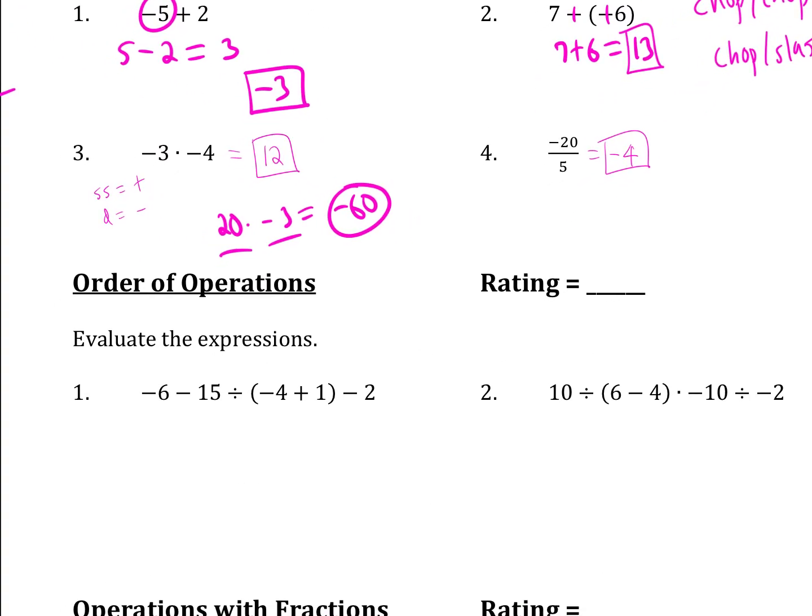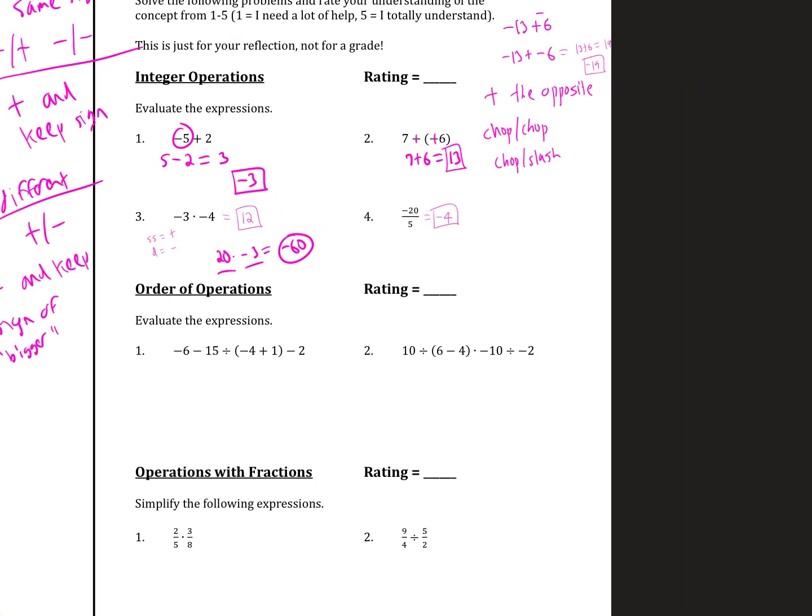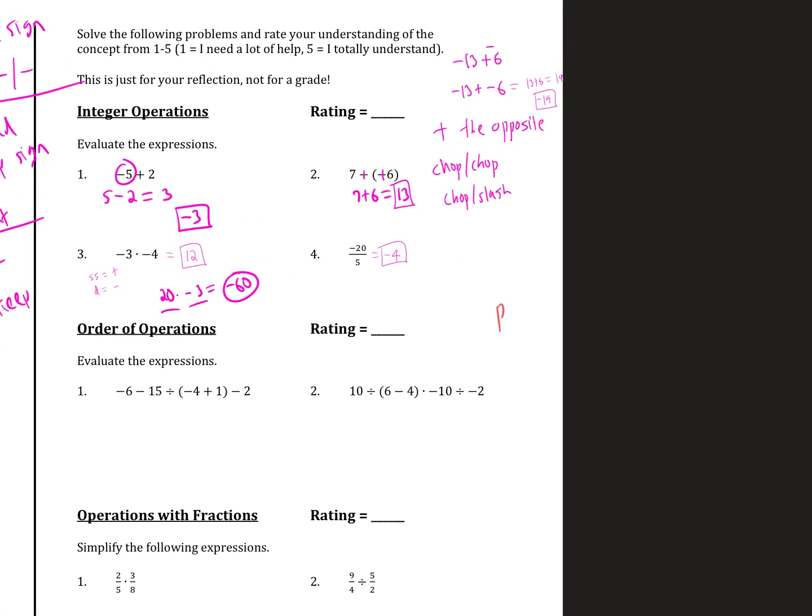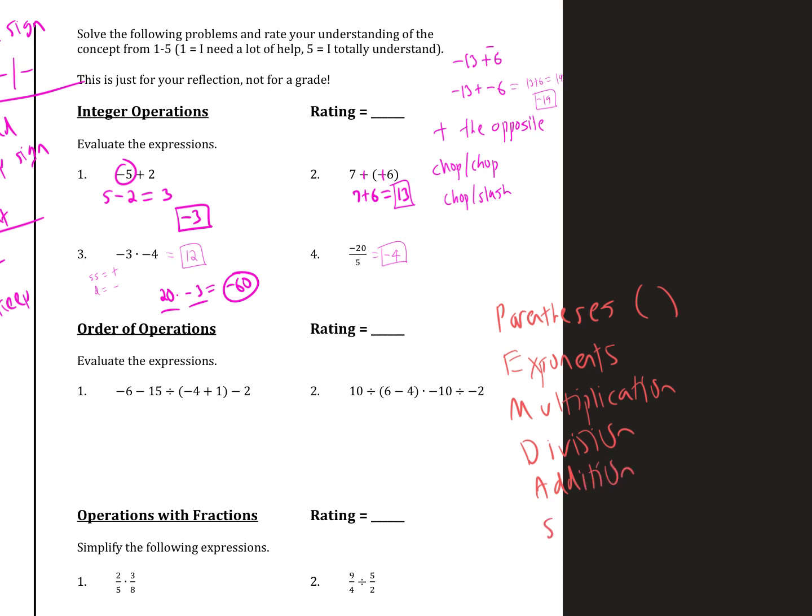Okay, so order of operations, it's going to be PEMDAS. Let's actually review PEMDAS here. So PEMDAS stands for, let's go over here actually. P is what? Parentheses. Okay, E is exponents. See if you can fill out the rest of it if you're able to. M is multiplication. D is division. A is addition. And S is subtraction.